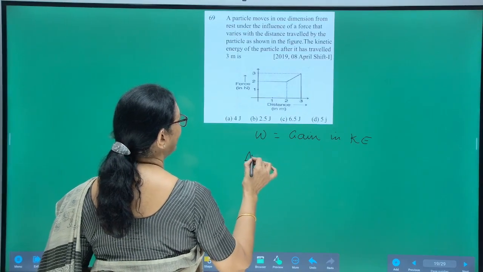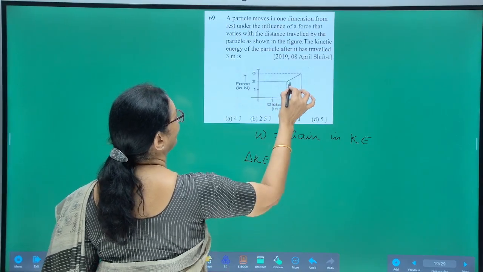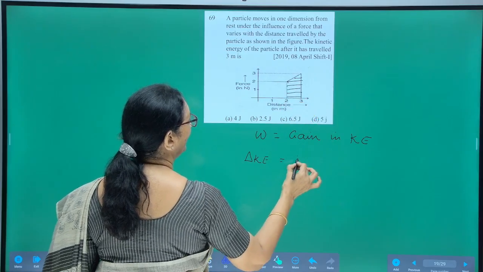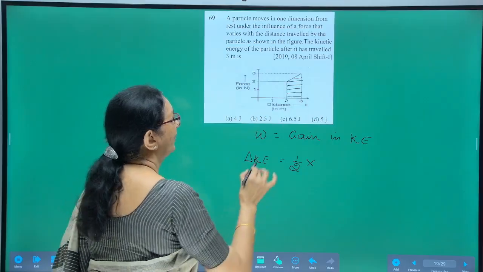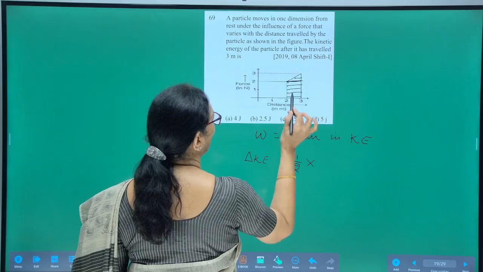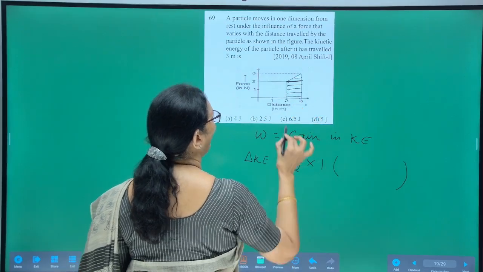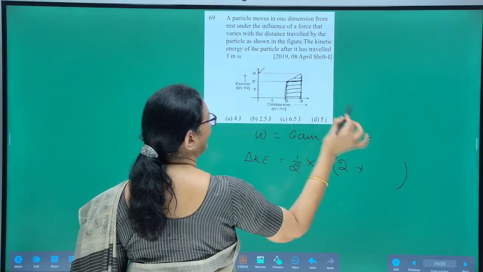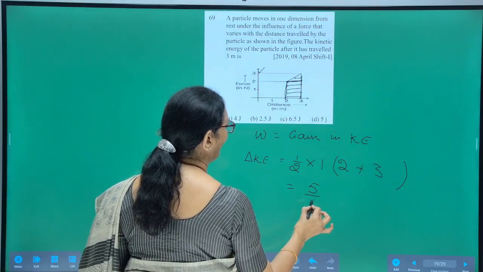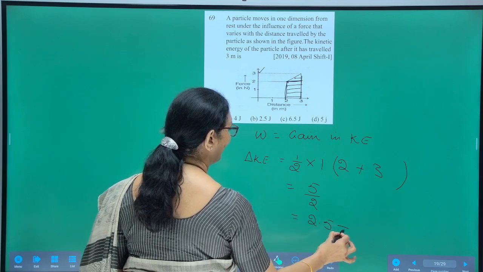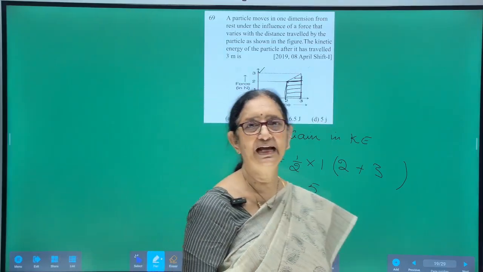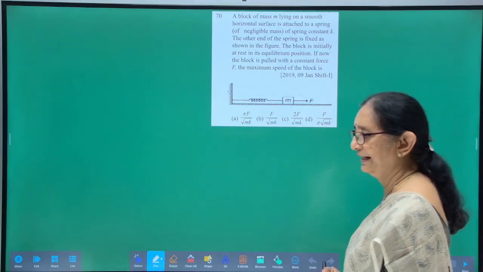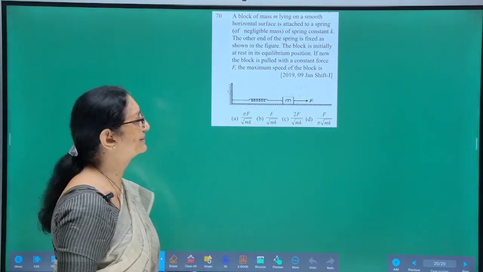So, here the gain in kinetic energy is nothing but the area of the graph. The graph is like a trapezium here. We know the area of a trapezium is half into height. Height is 3 minus 2, that is 1, into the sum of the parallel sides. This is 2 and this side is 3. So, 2 plus 3, it is 5 by 2, or 2.5 joules. So, the work done or the gain in kinetic energy is given by the force displacement graph in that problem. Now, let us go to the next problem.